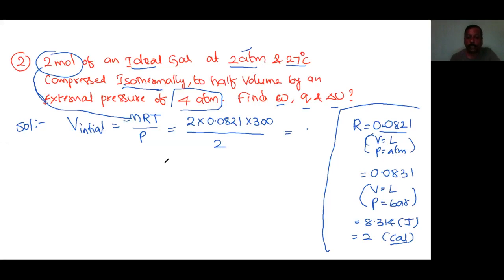This you must have studied or you will study in the states of matter. So if you simplify this, with everything I have pointed out, it is 2 into 0.0821 into 300 by 2.